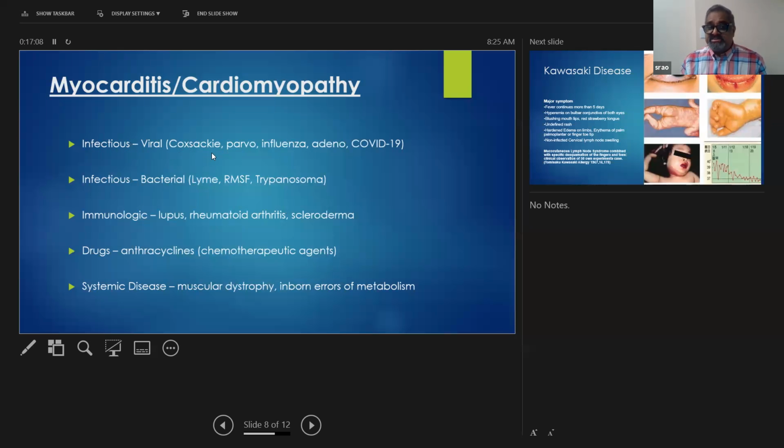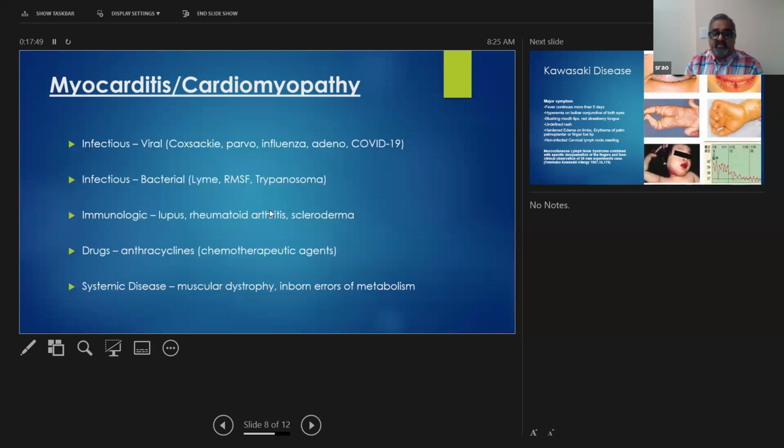Viral infections: typically it's going to be Coxsackie, parvo, influenza, and adeno as the big players, and Coxsackie B is the one that often comes up in board examinations. Clinically nowadays, we are seeing COVID-19 as a cause of myocarditis. Fortunately, we haven't seen any lasting myocarditis in these patients; we've seen very short-lived myocarditis. This is where the MIS-C comes in, and we're seeing some evidence of heart dysfunction in patients that have had either recent COVID infection or even COVID infection in the past.